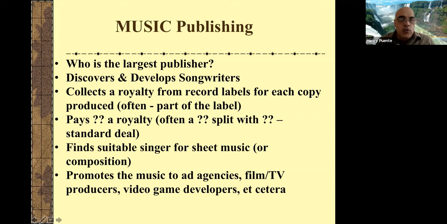All right. So, who is the largest publisher? The largest publisher is Sony/ATV. A as in Adam, T as in tiger, V as in vinyl. Sony/ATV Music is the largest publisher in the music industry right now. They made about $500 million, which sounds like a lot of money, and it is, but it's kind of a small business within the music business.